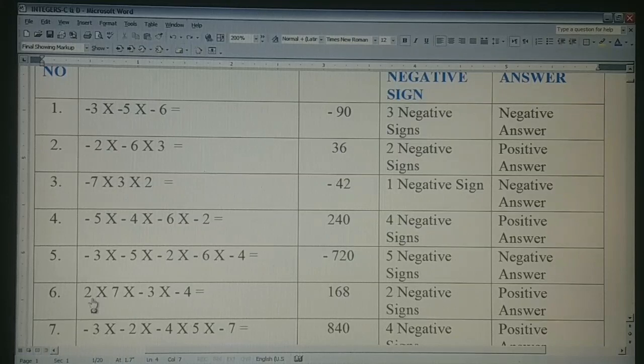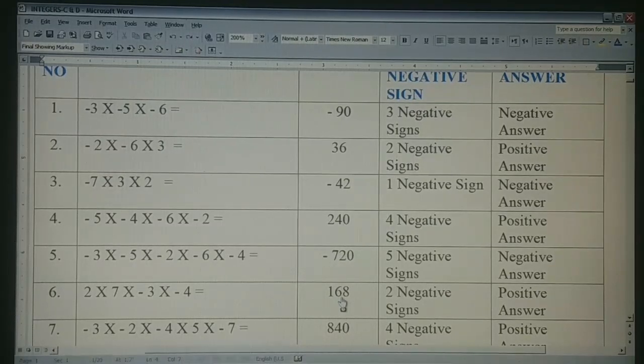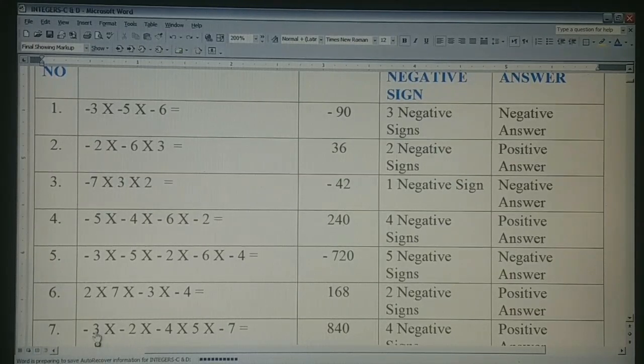The sixth example we see, 2 into 7 multiplied by minus 3 multiplied by minus 4. Now here if we see, there are only 2 negative signs. Whenever there are 2 negative signs, our final answer will be positive. So we just multiply the numbers. That is 2 7s are 14 and 3 4s are 12. 14 12s are 168, but the answer will be positive. Next example, you see, that is the 7th question.